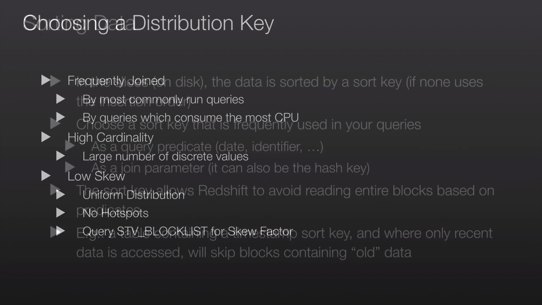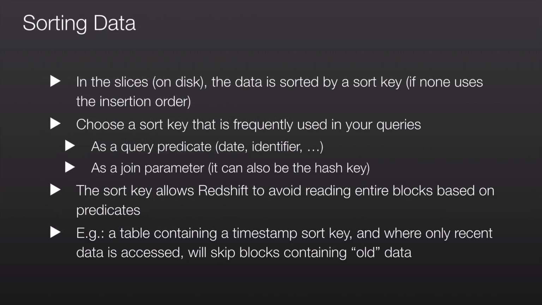Sorting, here we're talking about sorting data by a sort key and trying to choose a sort key that is frequently used in your queries. So as a query predicate, like the date range perhaps, or an identifier, or as a join parameter, and it can also be the hash key. And this sort key allows us to use those zone maps to avoid reading entire blocks based on predicates.